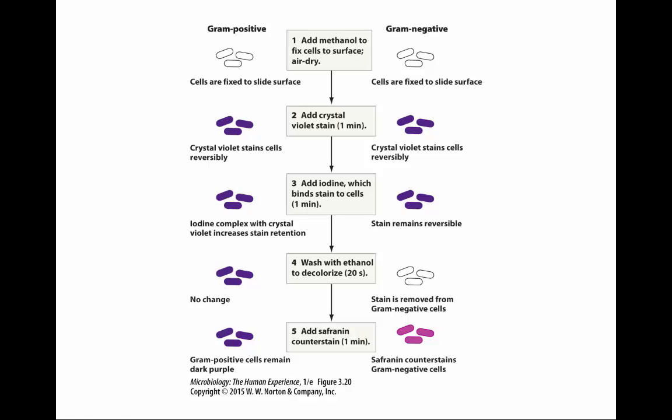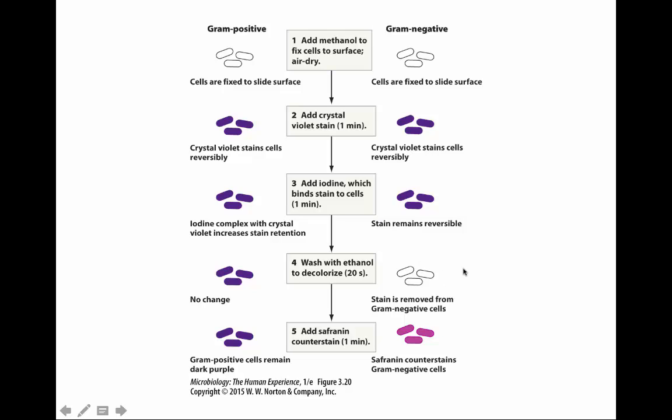Now, we do the decolorizing step right after that. And here we take alcohol and wash the stain out of the gram-negative cells, and it is trapped or is left within the gram-positive cells. So at this point, if we stopped the staining technique, we would only ever see gram-positive cells because they would be dark purple and our gram-negatives would be clear.